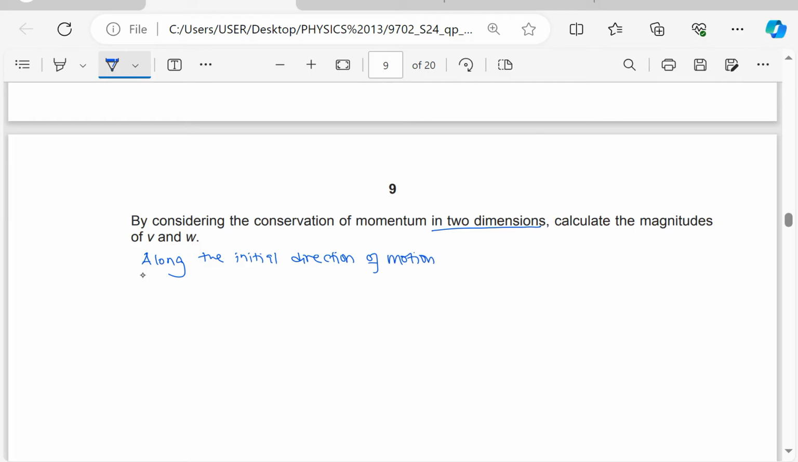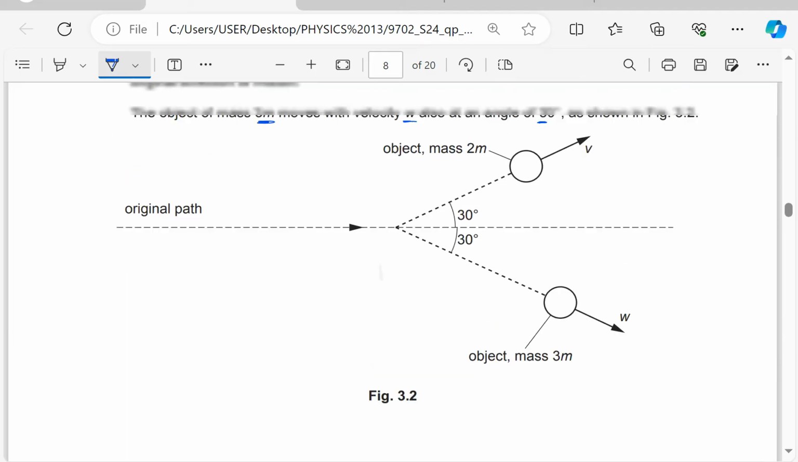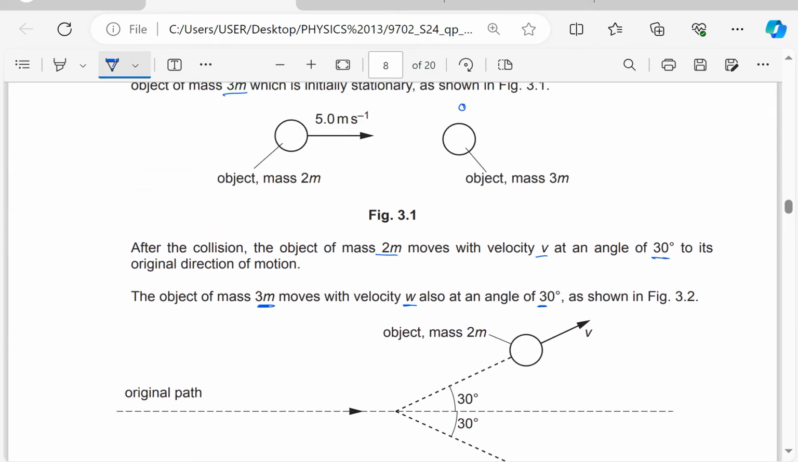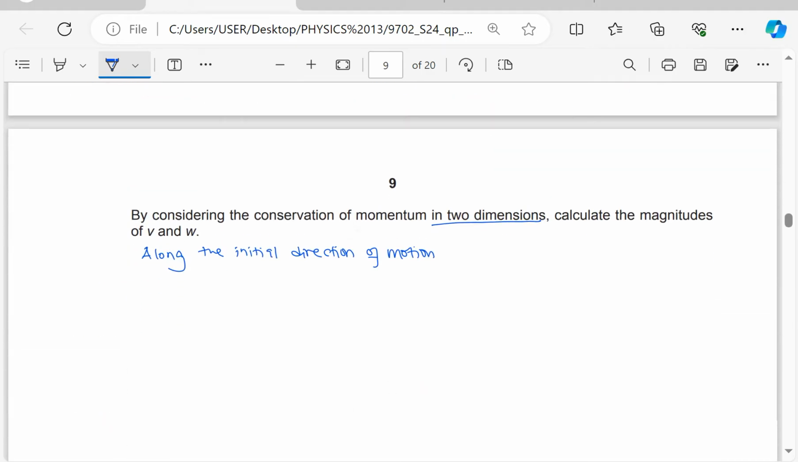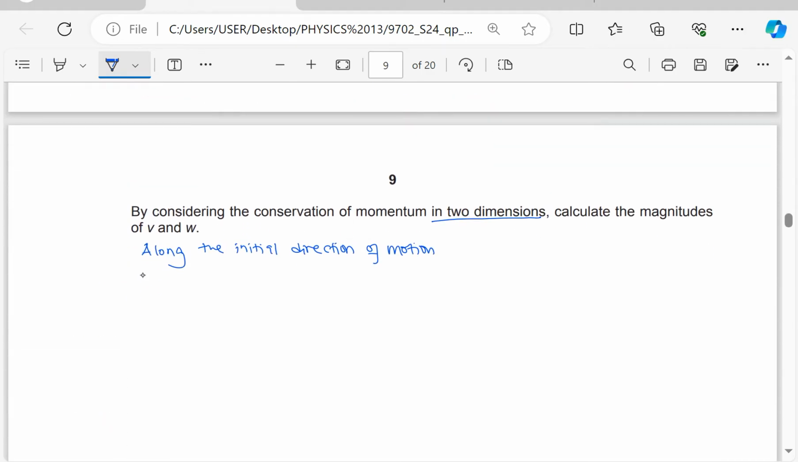In the horizontal, remember initially it is only the mass of 2m which was moving, so the mass of 3m, its momentum is 0. So I'll say initially, in the horizontal, we have, remember, momentum is mass times velocity. So along the initial direction of motion, initially we have 2m, its speed is 5, plus the other one was 3m, its speed was 0 because it was at rest.